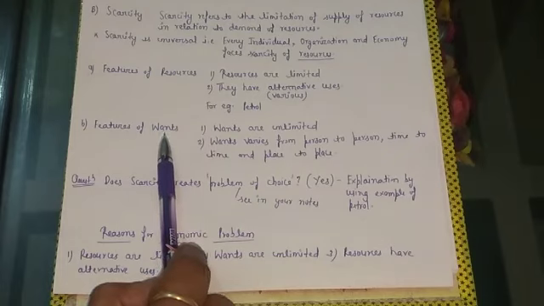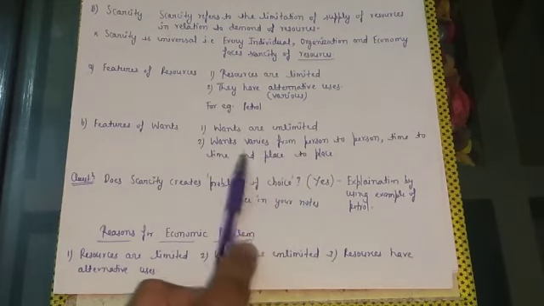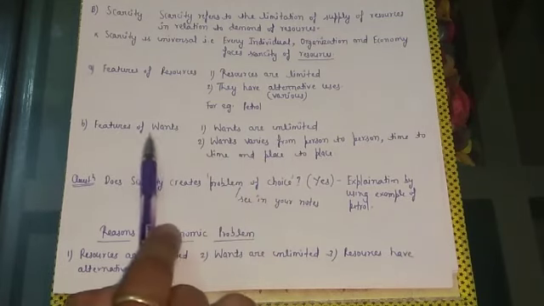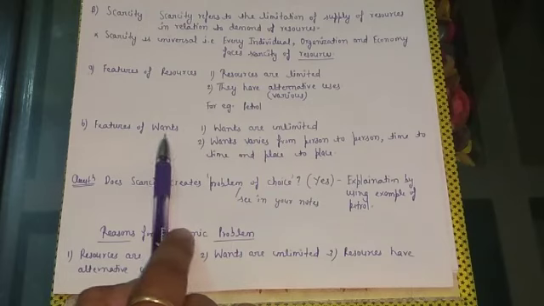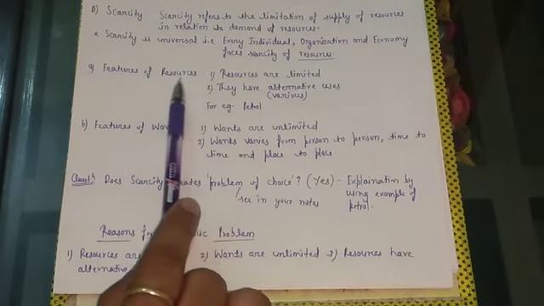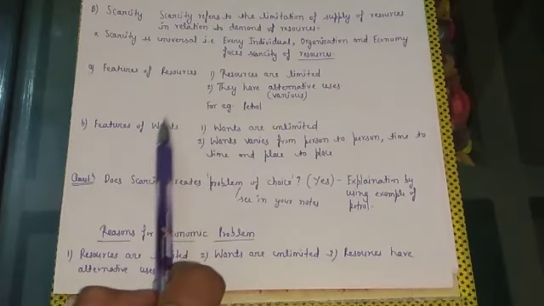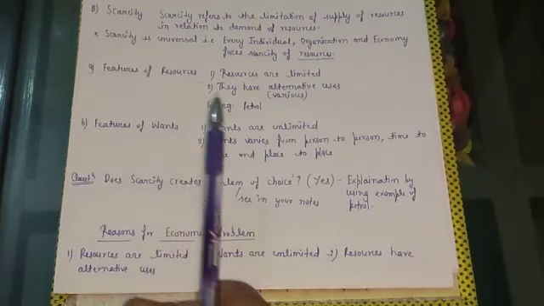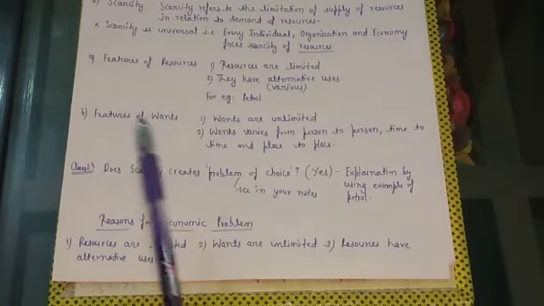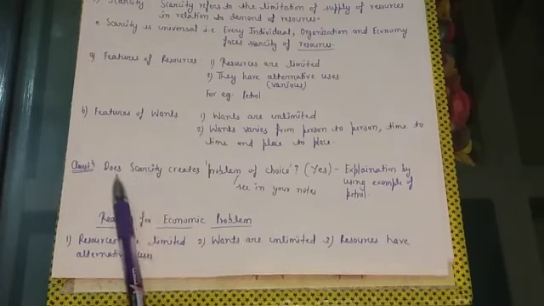Suppose any desire consists of these two properties, that desire would be considered as a want. So I hope all of you are aware of the features of resources and the features of wants. See here next, does scarcity create a problem of choice?